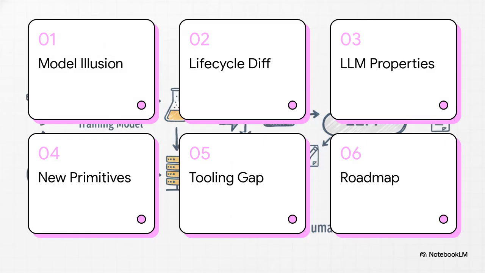So here is our roadmap for today. We'll be looking at: the model is an illusion, the MLOps cycle diff, 4 disruptive LLM properties, new primitives of LLMOps, the existing tooling gap, and finally our Series 4 roadmap.